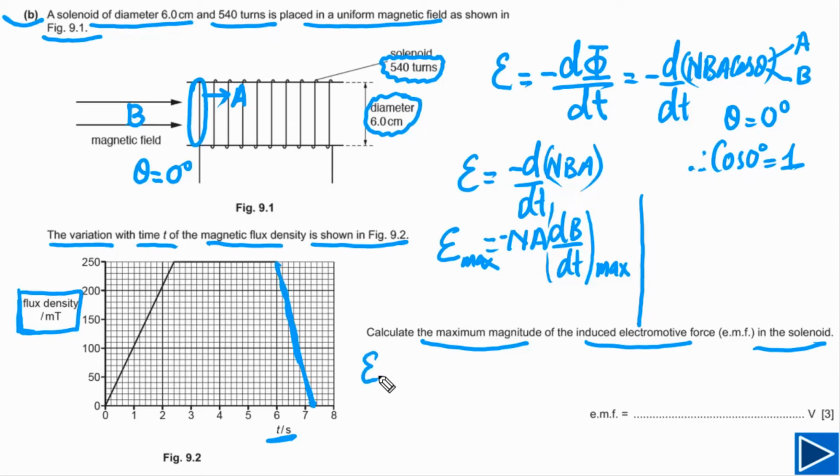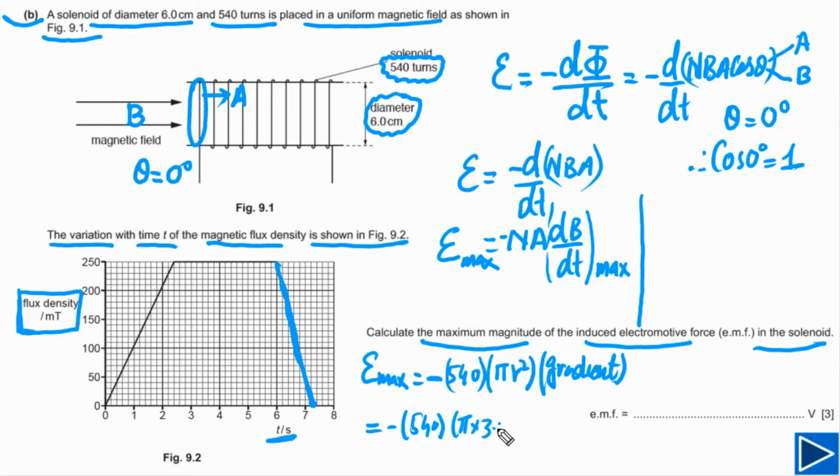We can write down here the maximum EMF induced. This is equal to negative number of turns we have, 540, and the cross-sectional area we can write down is πr², and we have to multiply with the gradient. So dΦ/dt is simply equal to the gradient. We need to plug in values. So we have negative 540, we have π, radius is equal to 3.0 centimeters, so we write 3.0 × 10^-2 squared, multiplied by this gradient.